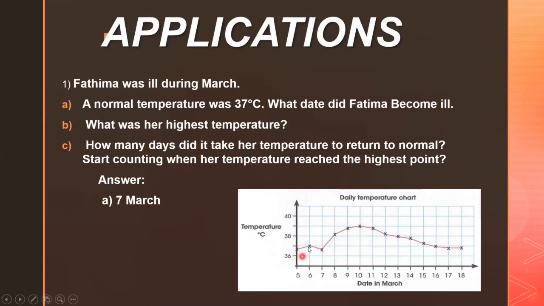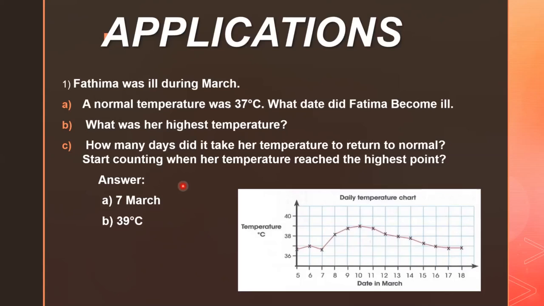So now in this chart, you have to find the peak value. The peak value means the highest marking. So this is the highest marking, that is around 39 degrees Celsius. So what was the highest temperature? 39 degrees Celsius.